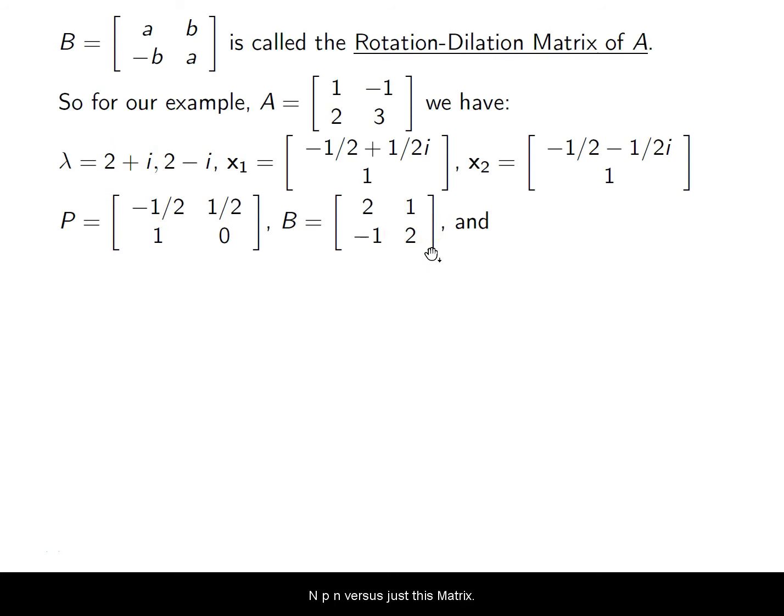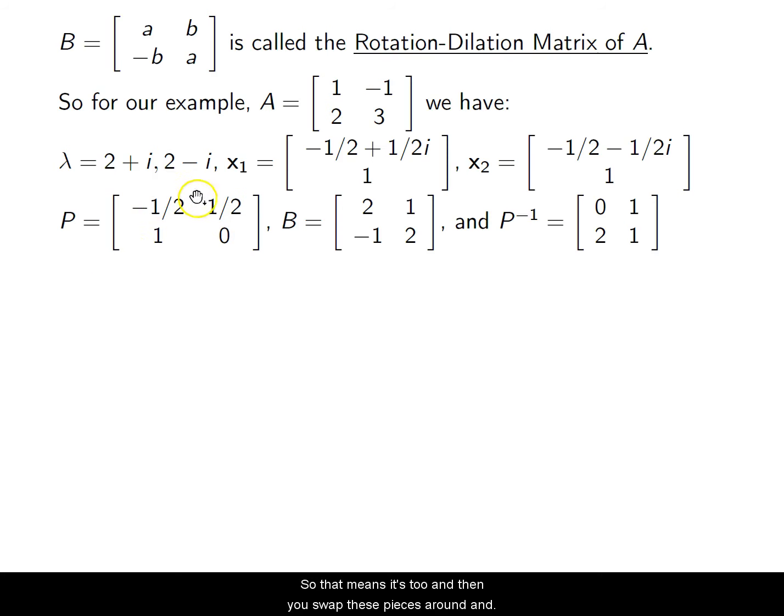Okay, and P inverse is just this matrix inverted, right? It's a 2 by 2, so it's really easy to invert this by hand. It's probably faster to do it by hand than it is to plug it into your calculator, honestly, right? Because the determinant is 0 minus 1/2, so that means it's 2, and then you swap these pieces around and you multiply by 2. Okay, so real easy. So if I want to write this as P B P inverse, I have all my pieces, so this times that.